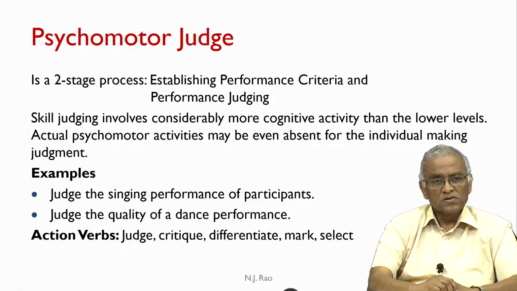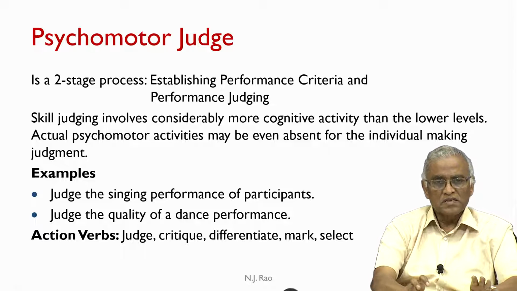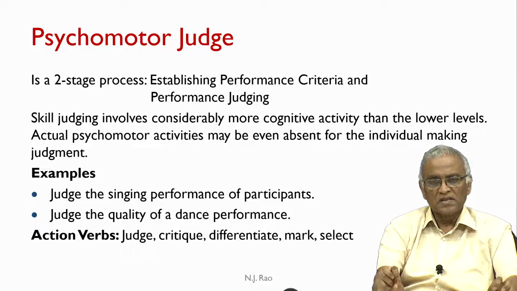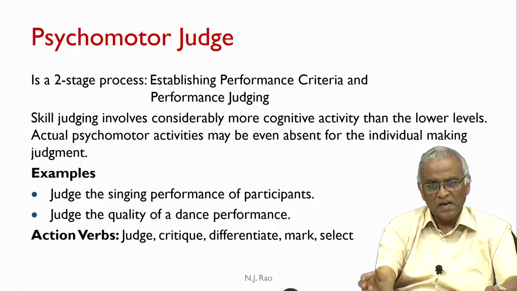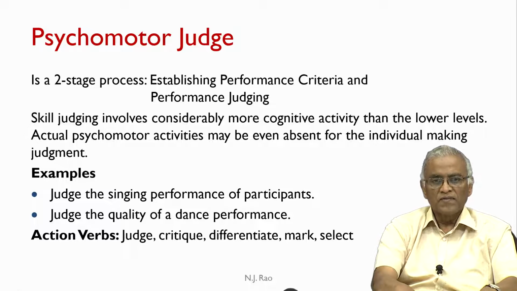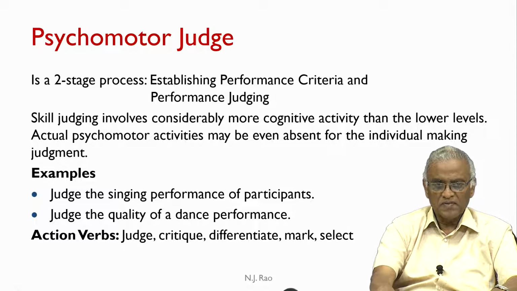So skill judging involves considerably more cognitive activity than the lower levels. Actual psychomotor activities may even be absent for the individual making the judgment. He may give an explanation of why he considers some performance not acceptable. In that process he may demonstrate, but judgment itself does not require any kind of psychomotor activity.